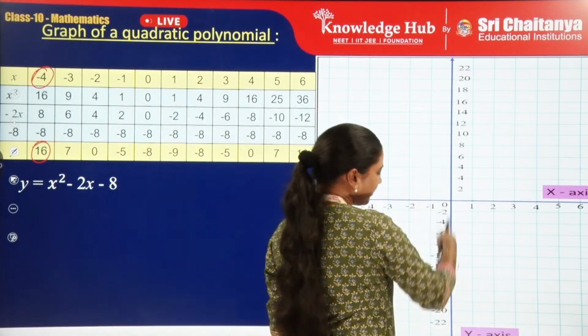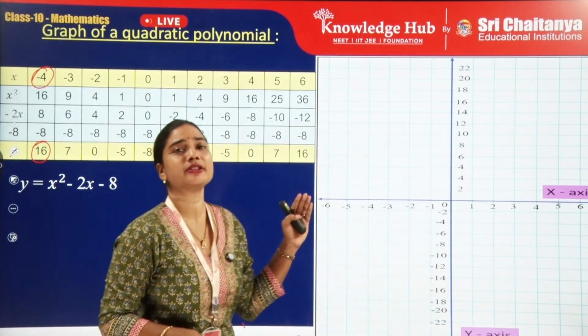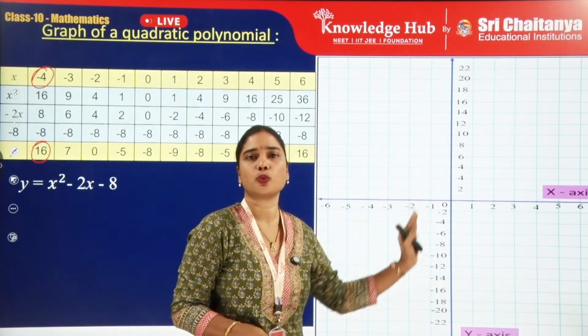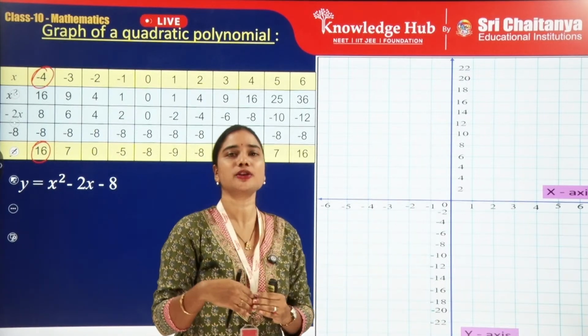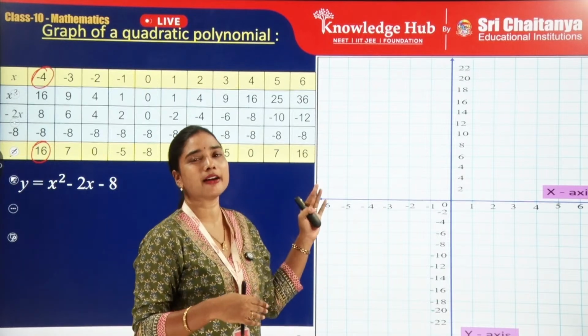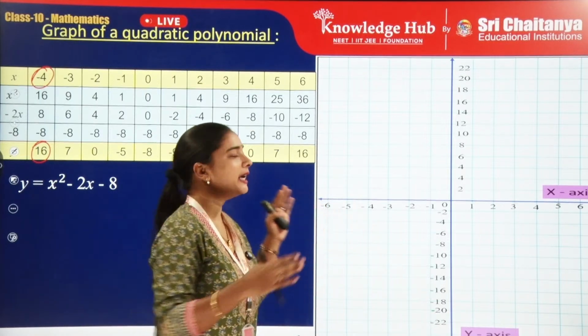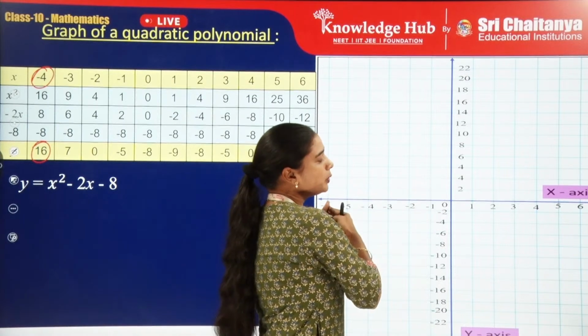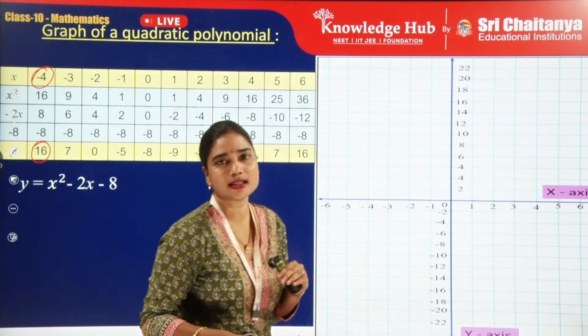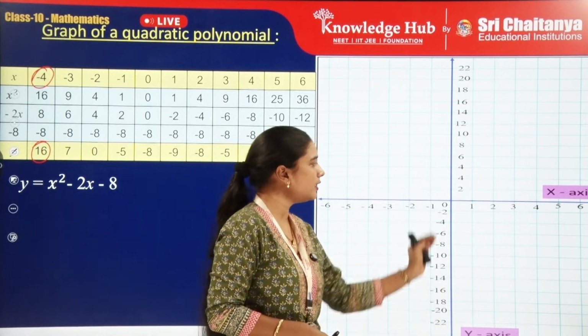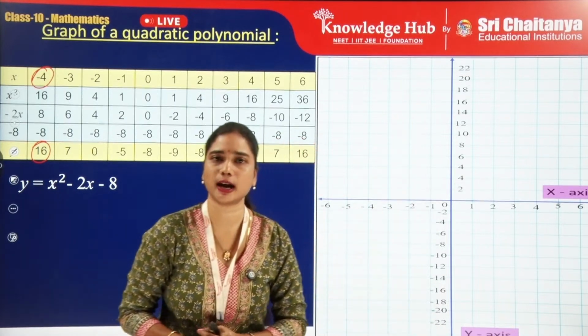So take a graph sheet, divide the graph sheet with x axis and y axis. As we are having negative values and positive values together, divide the graph into 4 quadrants. Take negative values on one side and positive values on the other side, and similarly for the y axis also, one side negative values, one side positive values.